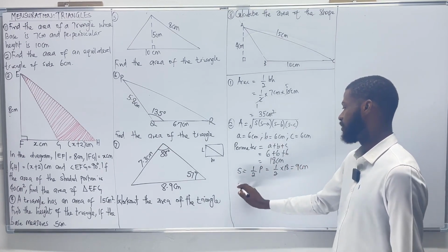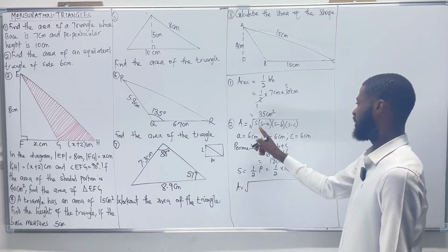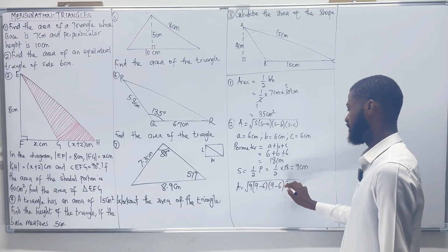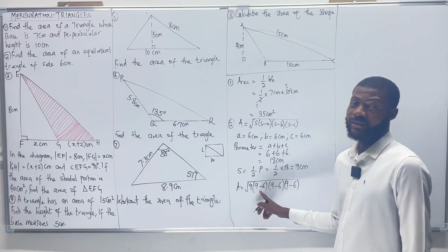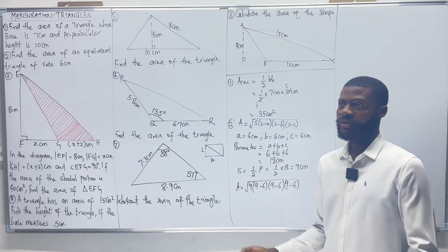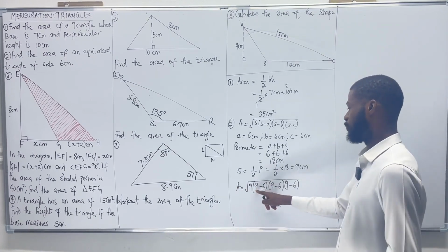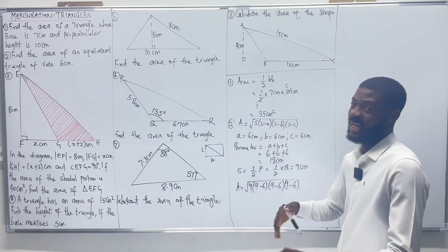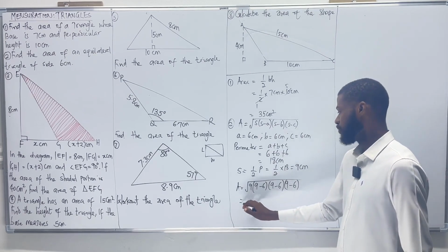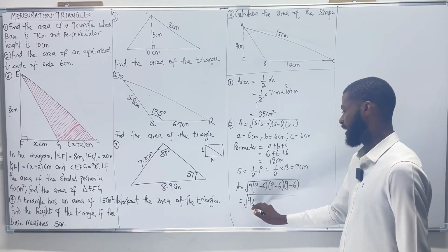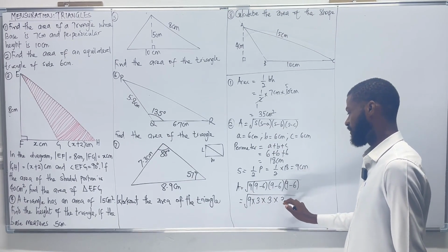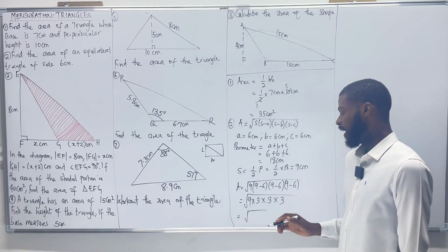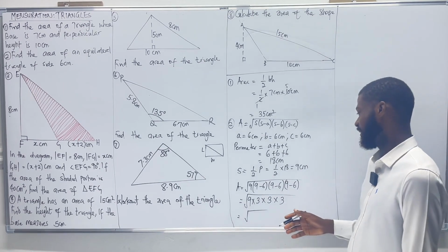That's the semi-perimeter. So area will then become the square root of s, which is 9, times 9 minus 6, 9 minus 6, 9 minus 6. It's like this because all the sides are the same. If you're solving a problem where the sides are not the same, you can just put whatever the side is here. The s value is the same, but a, b, and c can change. So this will be the square root of 9 times 3 times 3 times 3. This is what we're going to be getting.